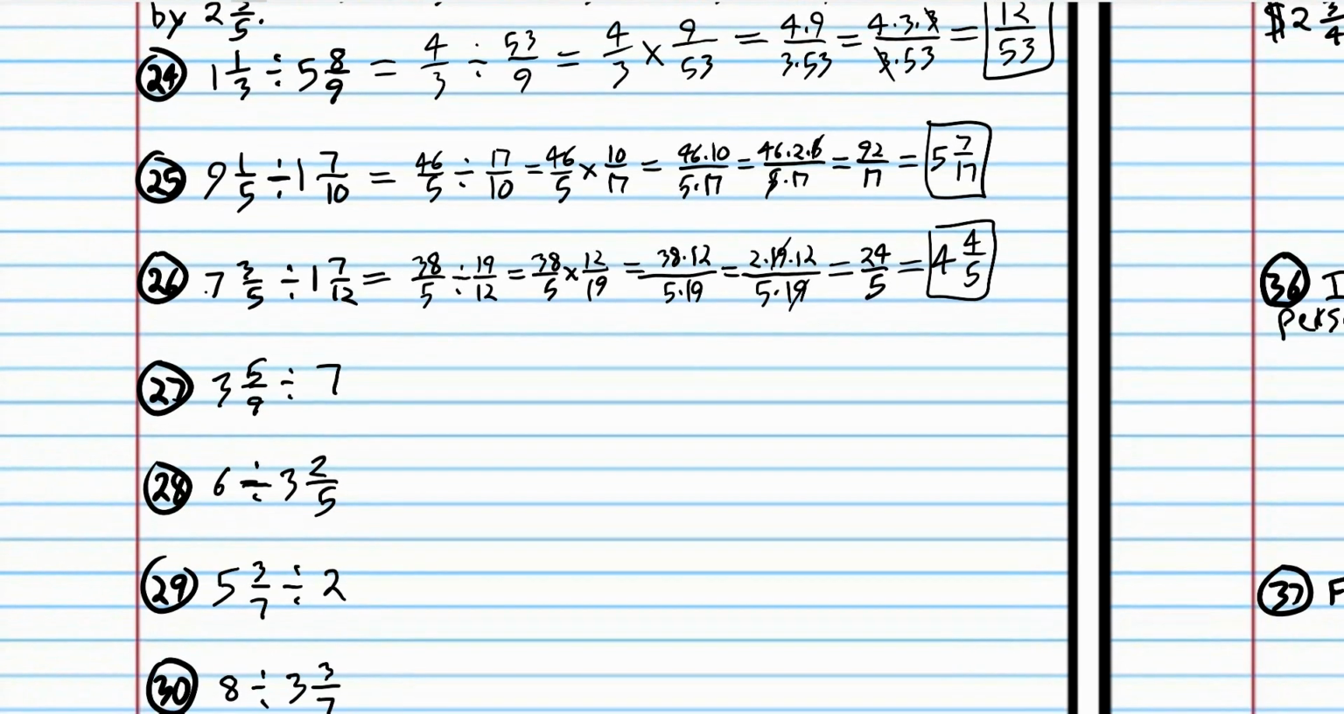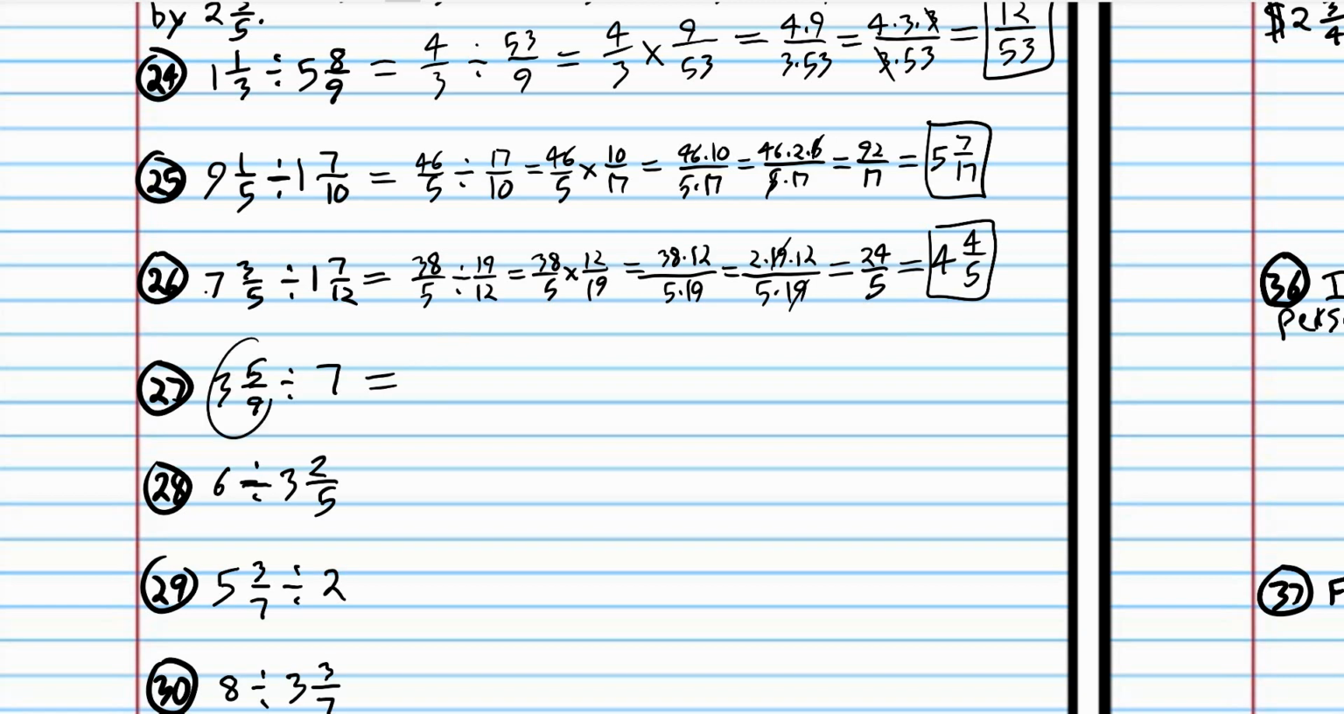Okay, so now we're going to something a little different. In the previous problems, we were dividing mixed numbers by mixed numbers, right? But now we're dividing a mixed number by a whole number. But there's nothing really different. All you have to do is just write 7 over 1, and then just treat it like a fraction.